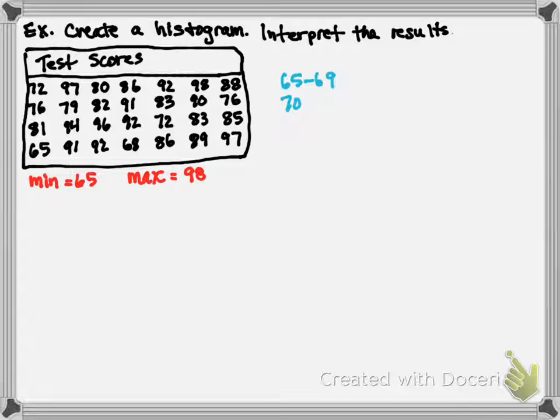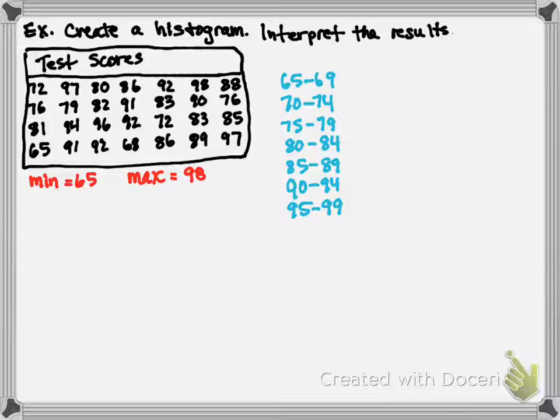Then we would have 70, 71, 72, 73, 74. 75, 76, 77, 78, 79. So you're starting to see a pattern here. And then that would go 80 to 84, 85 to 89, sorry, got myself too far ahead. We've got 90 to 94, and then we would have 95 to 99. So that would give us 1, 2, 3, 4, 5, 6, 7.